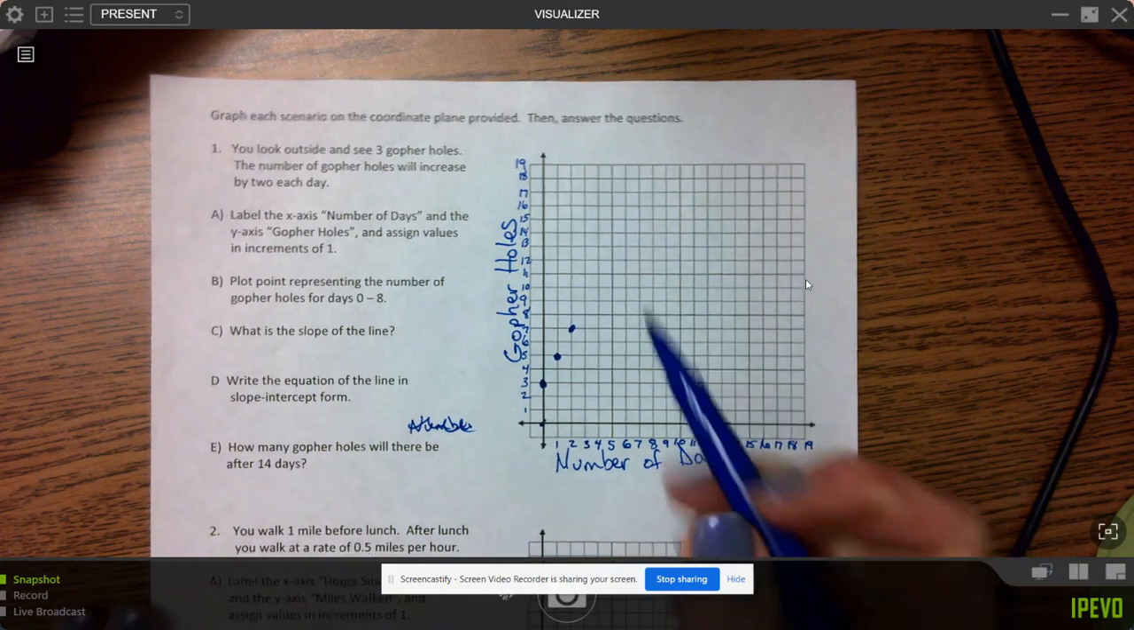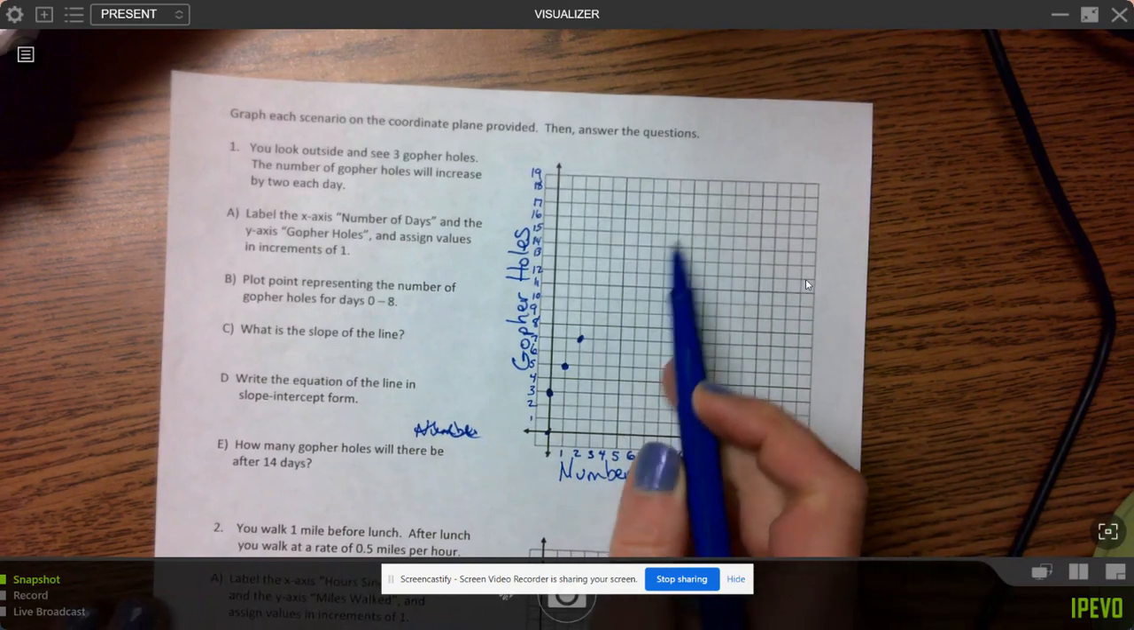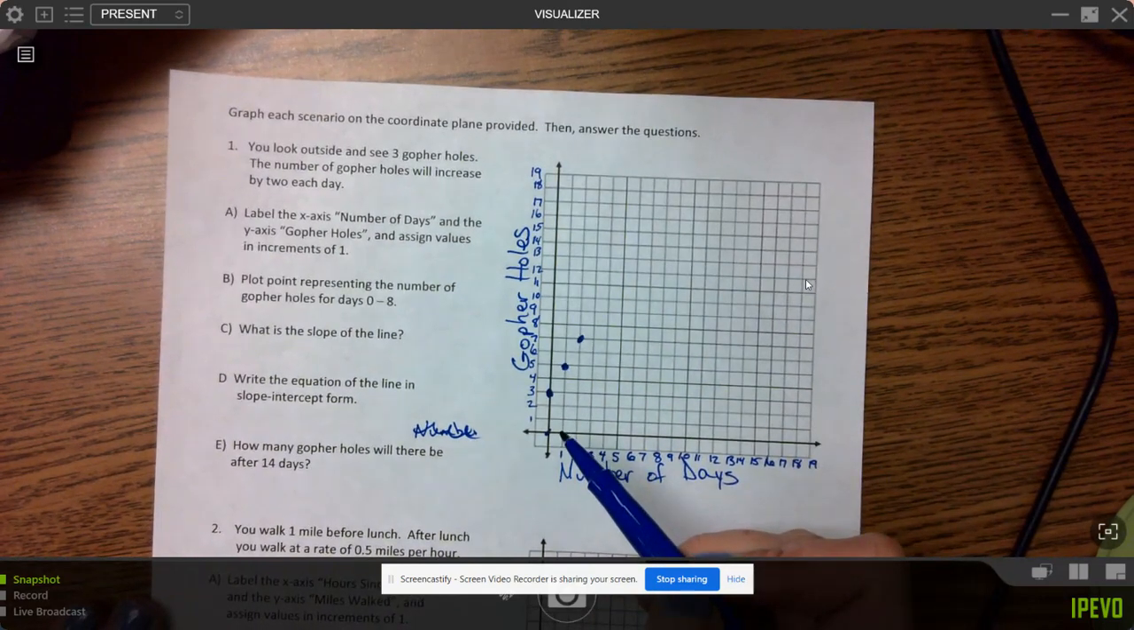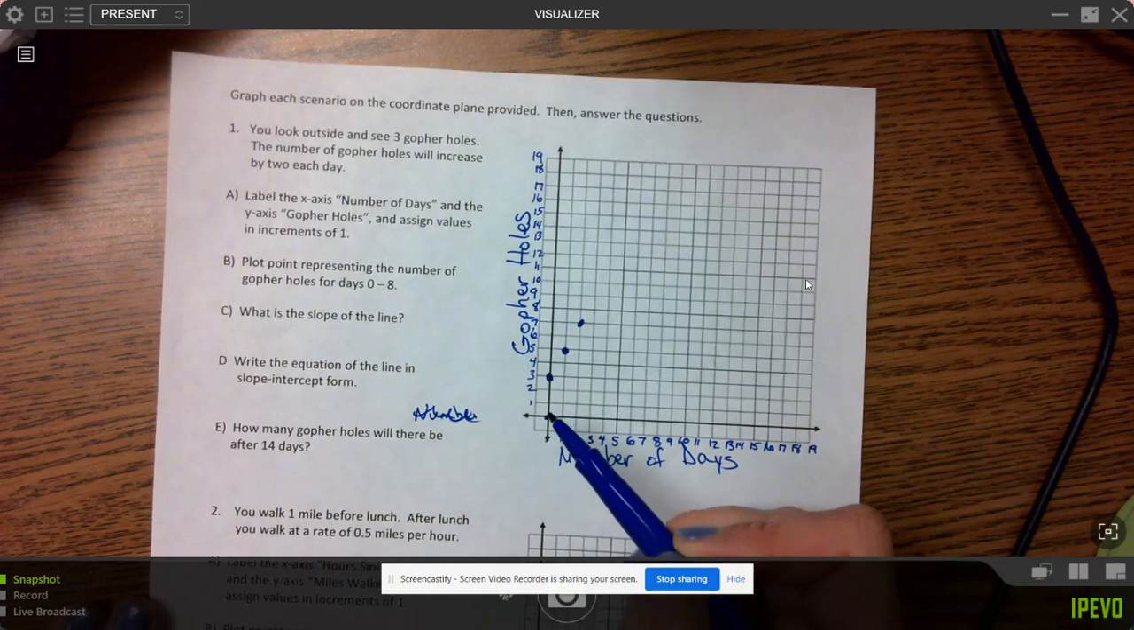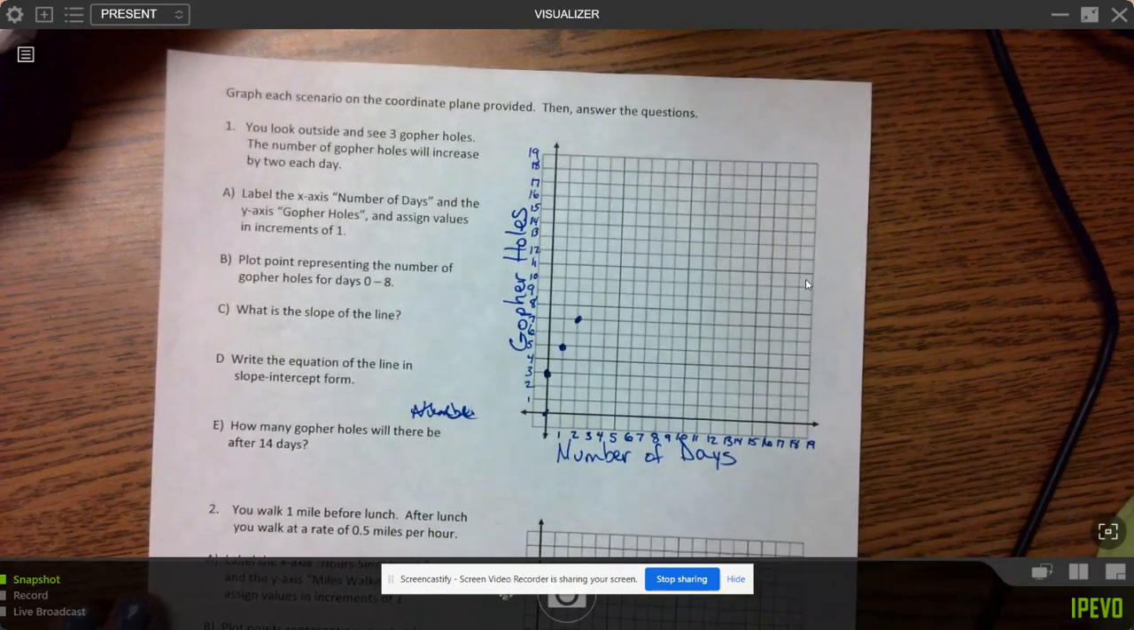So you're going to do from 0 to 8. You need to make sure you plot them all, Paisley. It doesn't actually ask you to connect it with a line. So no, you don't need to.